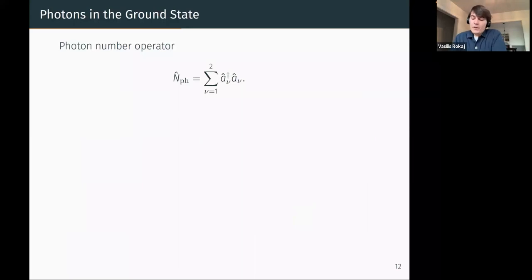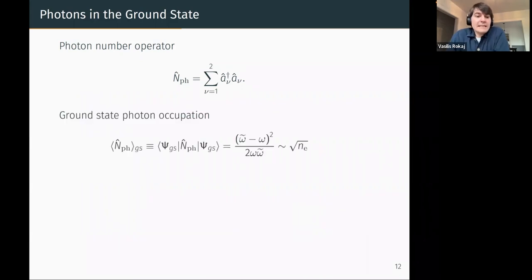But let me come back now to the properties of this ground state. The one thing we want to see is whether there's something interesting to it or whether this is completely trivial. And what is interesting is that despite the fact that the fermionic part has not changed, the ground state photon occupation of the system is non-trivial.